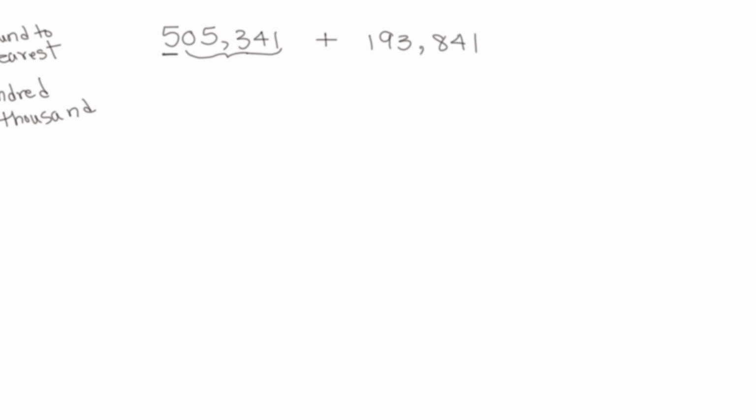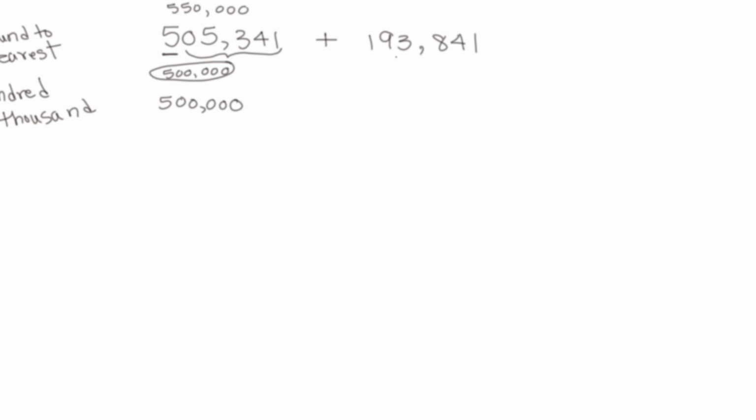The next 100,000 would be 600,000. And this number that's left is a long way from that 600,000. If we think our midpoint would be 550,000, we can see that this number would fall between 500,000 and 550,000 because our next number is going to be 600,000. So this number would fall in here. So we would round to 500,000.